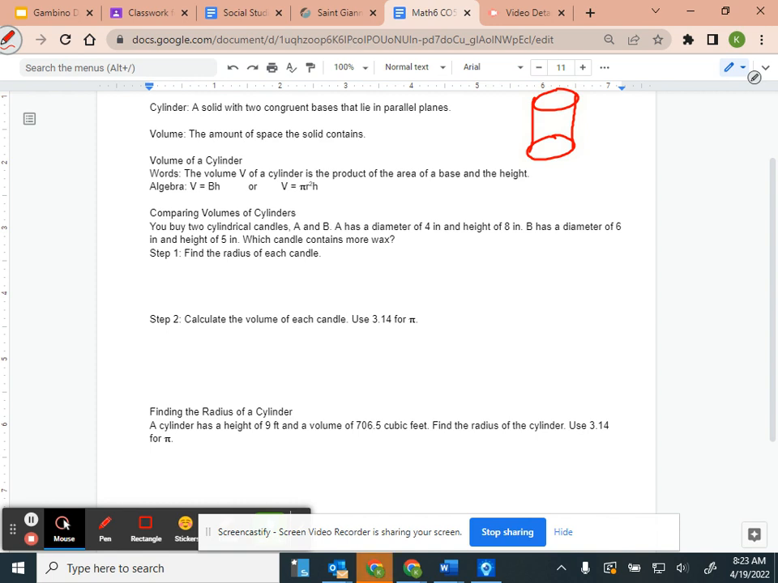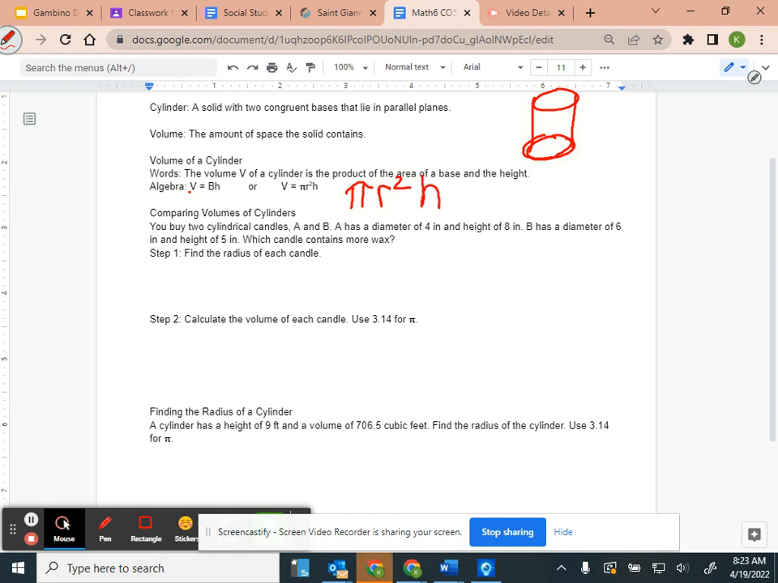The volume is the amount of space a solid contains. So it's how much can we fill that can with. That is its volume. To find the volume of a cylinder, volume, remember, is V, of a cylinder is the product of the area of a base and the height. So the base times the height. So what we need to do is think, how do we find the area of the bases? The area of a circle, remember, is pi r squared. And then we have to multiply it by the height.